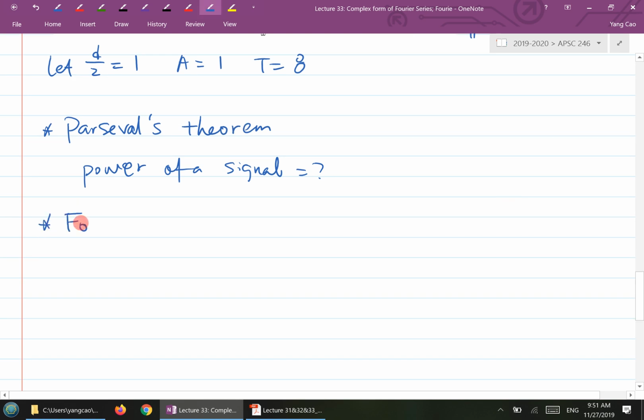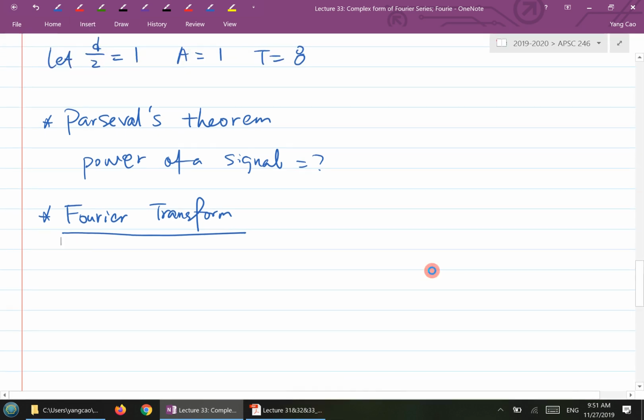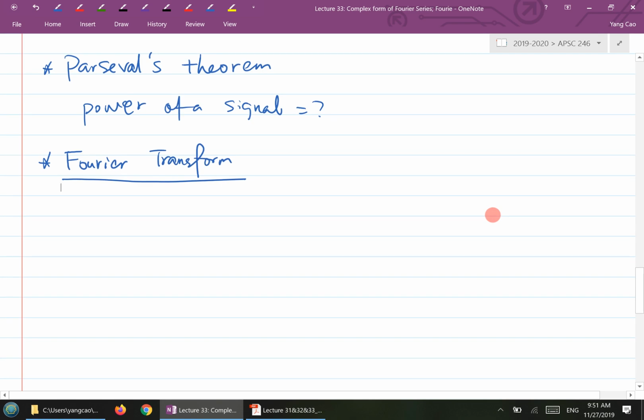The last topic is the Fourier transform. I have different ways to cover the Fourier transform. There's a lengthy way which I did in the previous year. There is a not so lengthy way, but it's not so straightforward, which basically just gives you the formula. I think I'm going to go through the lengthy way here, just to give you a little bit more background of how the Fourier transform is derived.